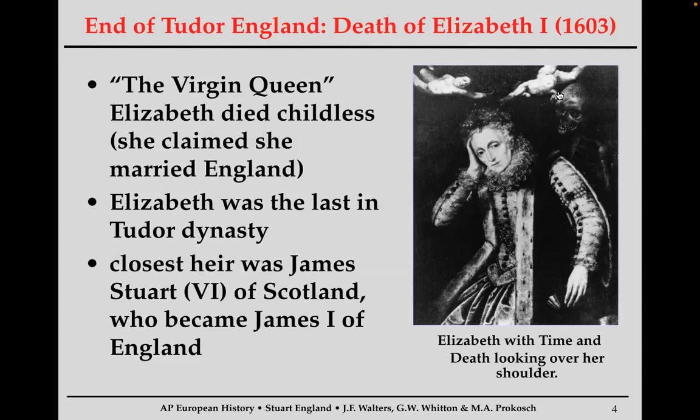So the closest heirs to the Tudors were to the north of England in Scotland, the royal family that controlled the Scottish throne at this point. Remember, England and Scotland are totally separate countries before 1707. So the King of Scotland at that point, who was James VI of Scotland, now will inherit another title, King of England.